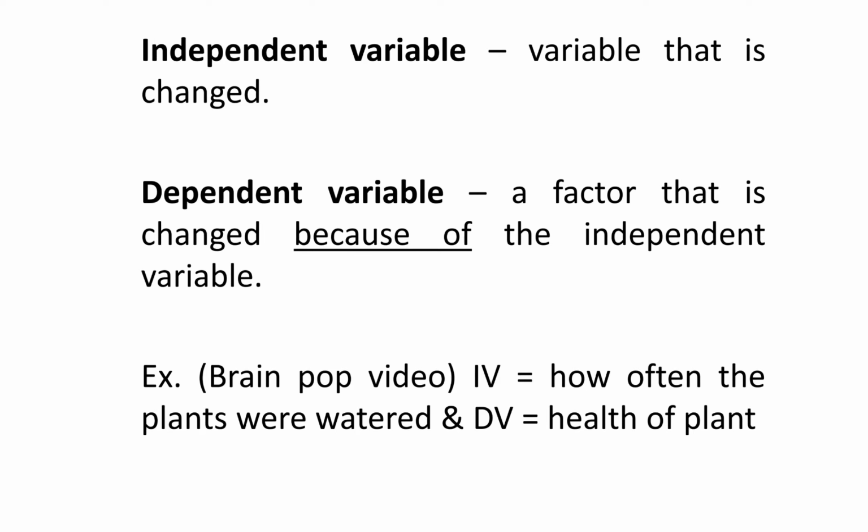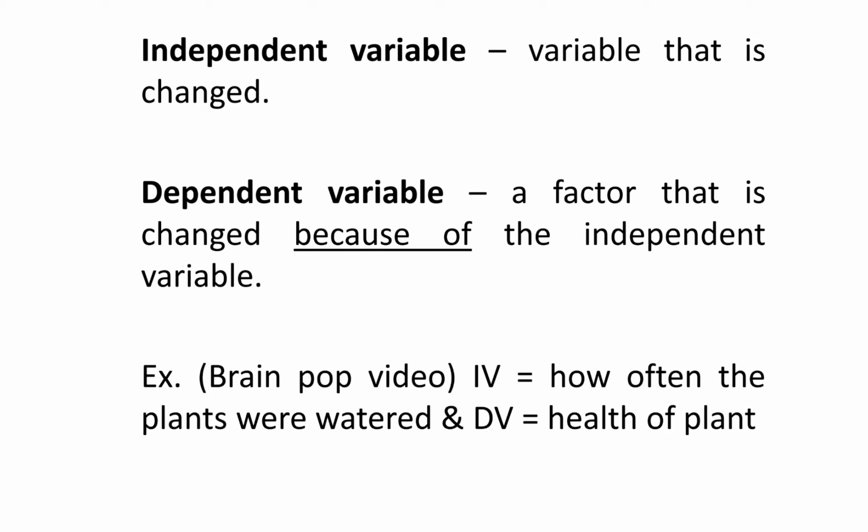Okay, then we have the independent and the dependent variable, and students seem to get these two mixed up. Just remember, the independent variable is the variable that is changed. It's what you're actually manipulating, what you're actually doing. So if you're adding salt to something, or you're adding water, or you're changing the temperature by adding heat, whatever, as long as you're doing it, okay, that's the independent variable.